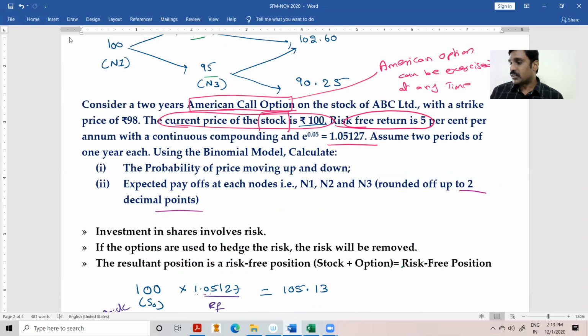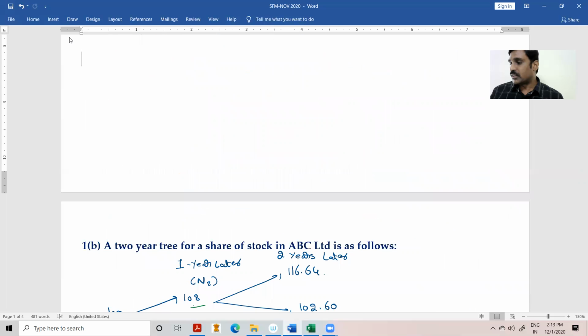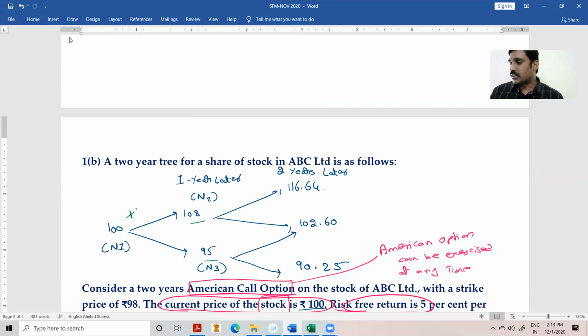Some problems will give an equal percentage of up and down. Here, if you look at this point, when it is up it is 8% up, and when it falls it is 5% fall. So if you use that R minus D formula, you may face some problems because of the unequal increase and unequal decrease in percentage.